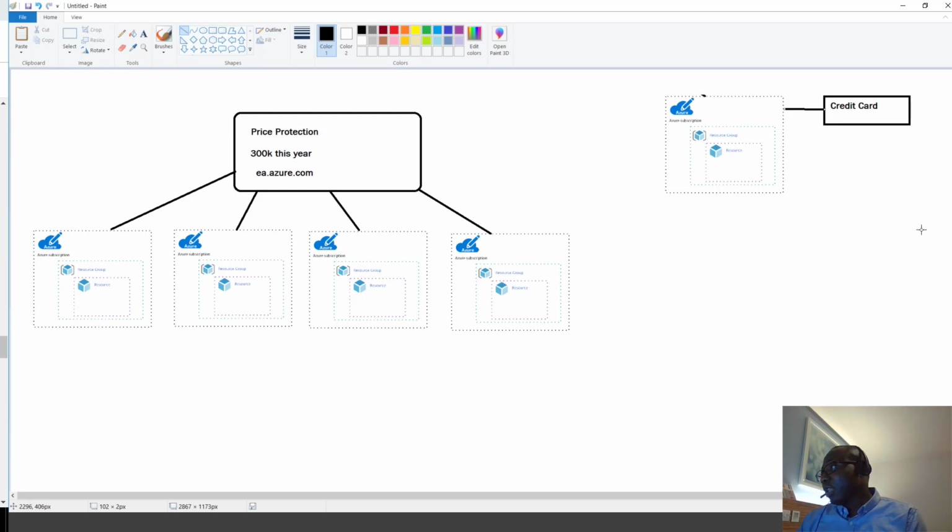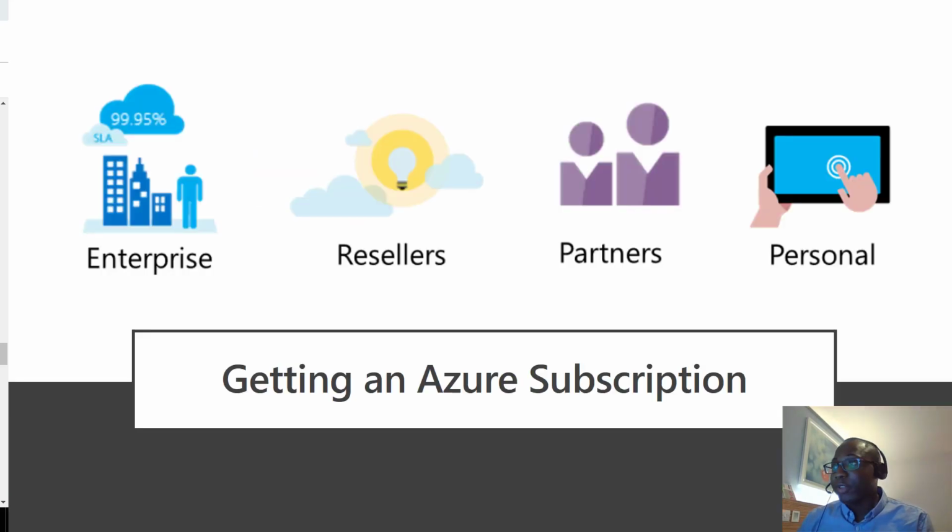It's pay as you go. Link it to credit card. That's absolutely fine. But there's no price protection, there's no discount that you get with enterprise agreement, but you can definitely do that. So those are the options for really the enterprise to use. Let's quickly move on and then I'll share some of the other options with you.